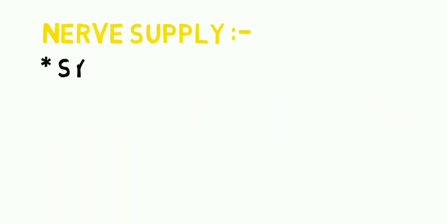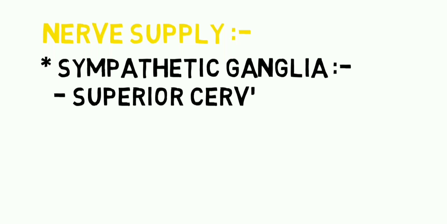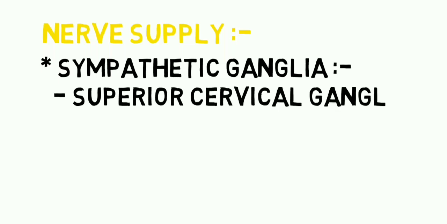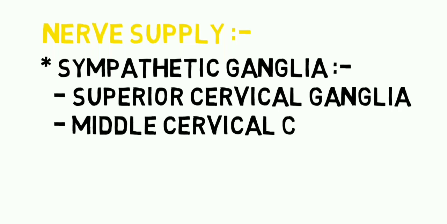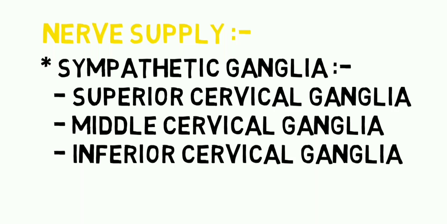Now let's see about the nerve supply of the thyroid gland. The nerve supplying the thyroid gland basically arises from the sympathetic ganglia, which include the superior cervical ganglia, the middle cervical ganglia, and inferior cervical ganglia. The thyroid gland basically gets nerve supply from these three ganglia.